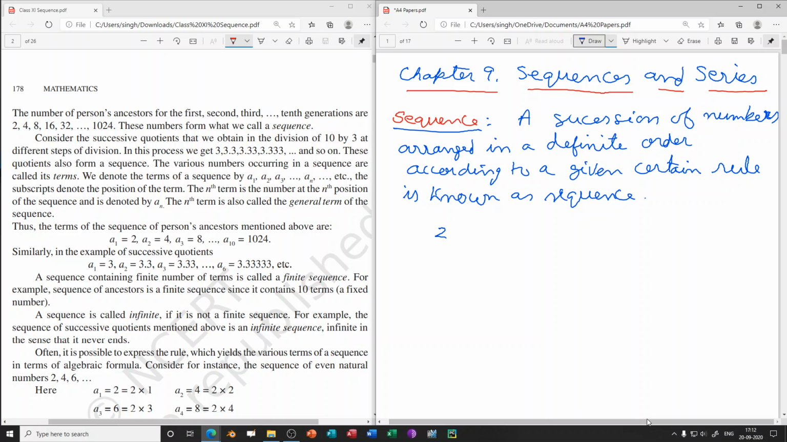all even natural numbers. So 2, 4, 6, 8, 10, 12, and so on. So this is a sequence. Then another, let us take the set of all the numbers in the set of natural numbers which are odd. So that will get 1, 3, 5, 7, 9, 11, 13 and so on.